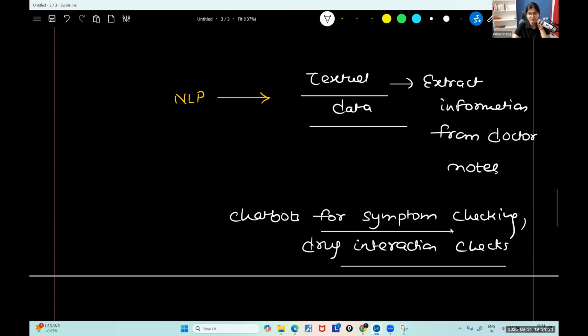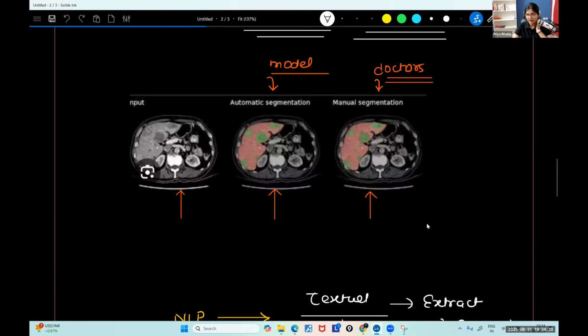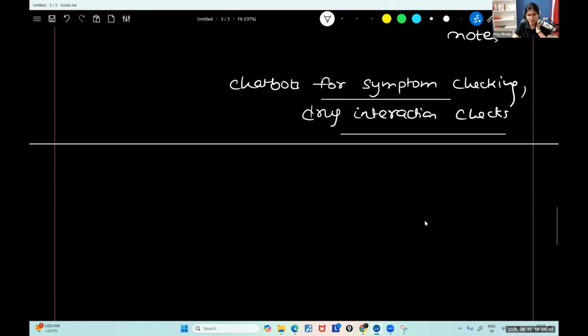So NLP is important whenever you are dealing with healthcare textual data, where you want to extract important information from the doctor's notes. That is where you should know the NLP domain in healthcare. Now, apart from this, AI is also being used in wearables nowadays. For example, this watch which I'm wearing, many people also have. I hope everybody has at least seen watches like Fitbit and Apple Watch.